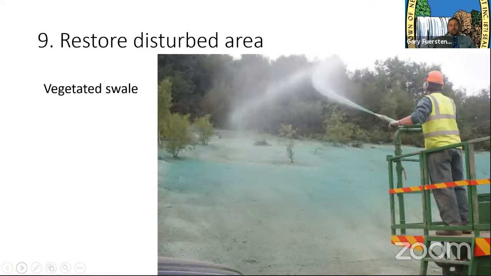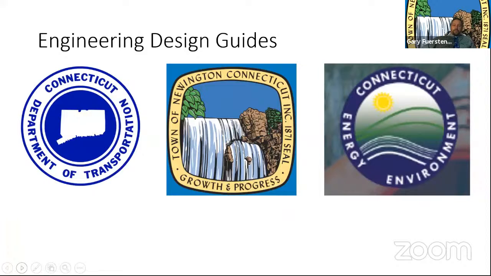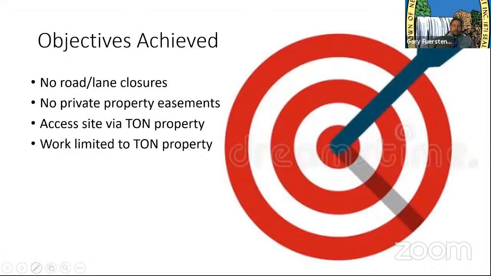Next slide. And then finally, once the project is done, we would restore the disturbed area, resulting in a vegetated swale, which would control erosion. Next slide. Design would be in accordance with the town of Newington standards, as well as state of Connecticut DOT and DEP guidance. Next slide.